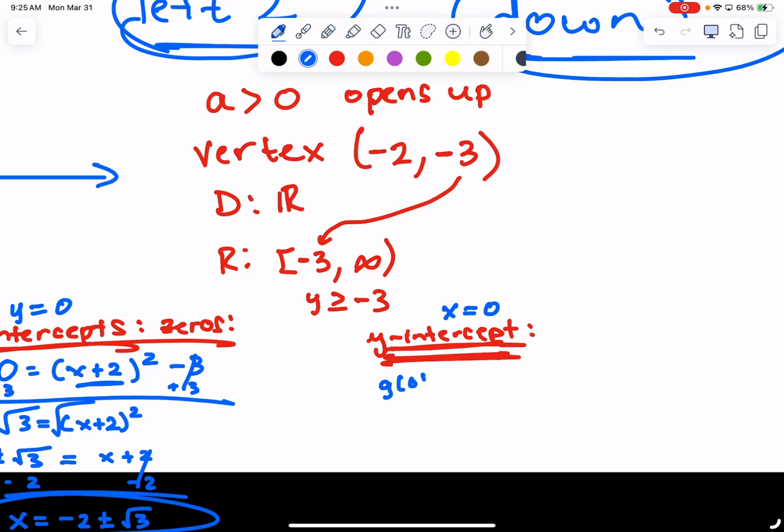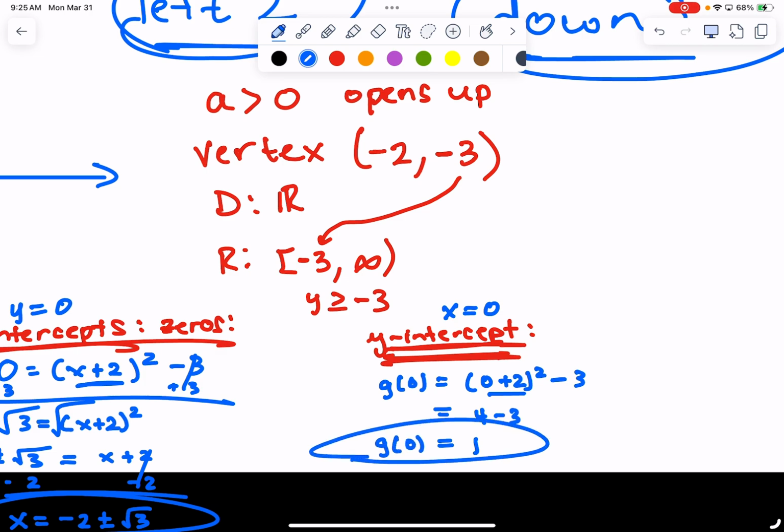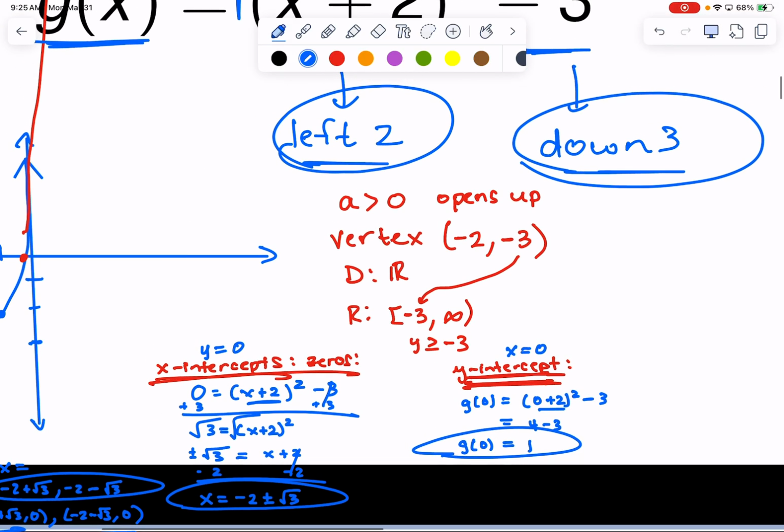So g of 0 would be 0 plus 2 squared minus 3. And it's easy to figure out. What's 0 plus 2? What's 2 squared? What's 4 minus 3? So the answer is 1. That's the y-intercept. Okay, not hard. A little bit of work, but not hard.